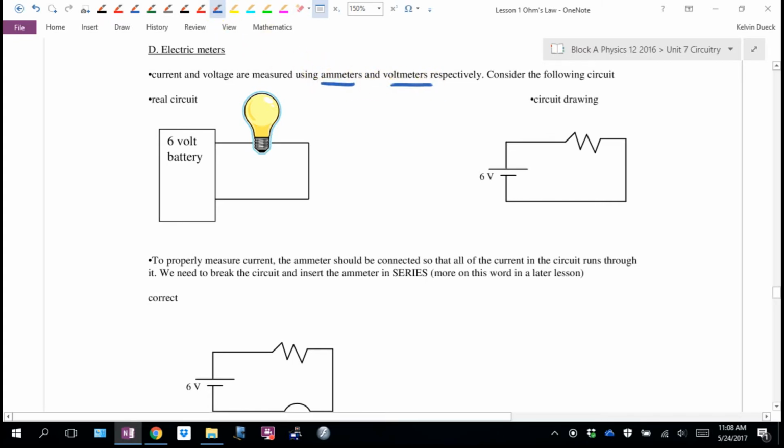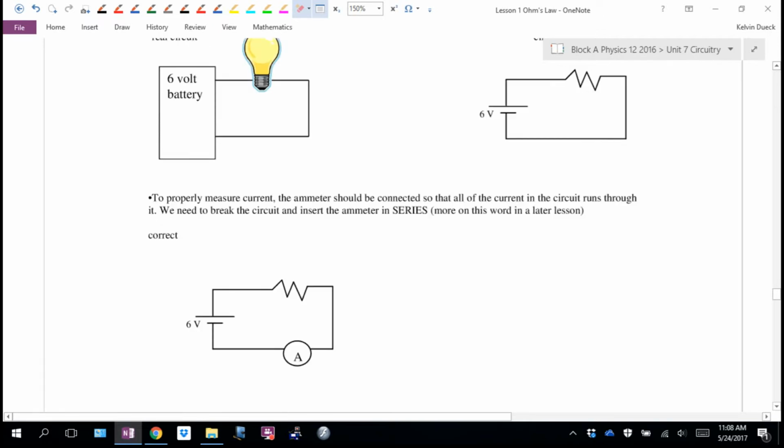Consider the following circuit. In the real circuit, we've hooked a light bulb up to a battery. In our circuit drawing, we have a 6-volt voltage source and a resistor. Here's our light bulb. To properly measure current, remember, that's the number of skiers. The only way that you could count the number of skiers on a mountain is to make them all go through the same gate while you count them. You can't give them a different pathway where they can get past you and you didn't see them. So to properly measure current, the ammeter should be connected so that all of the current in the circuit runs through it. We need to actually physically break the circuit and insert the ammeter in series.